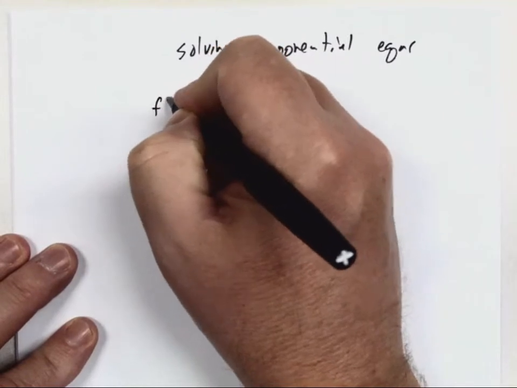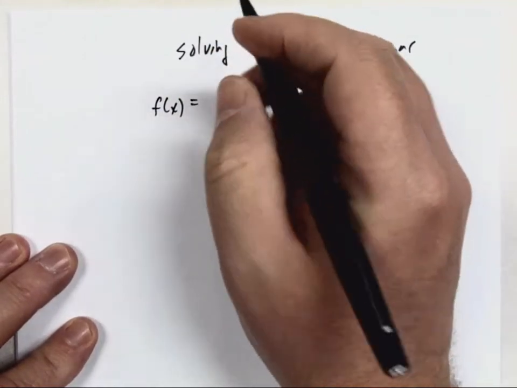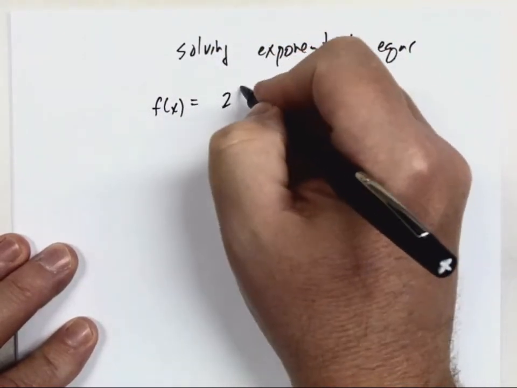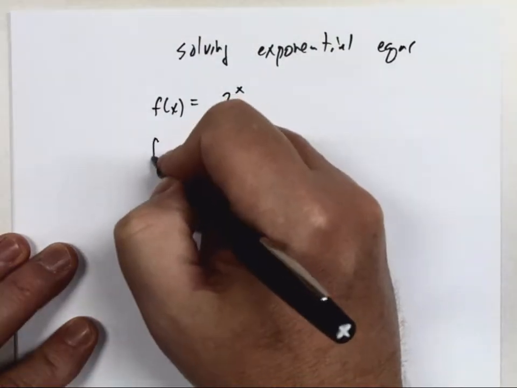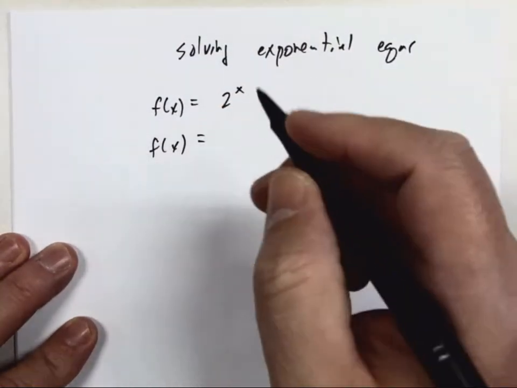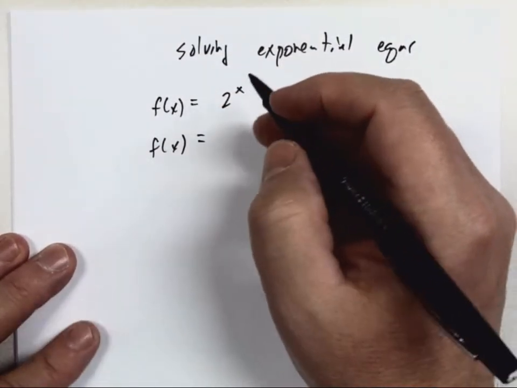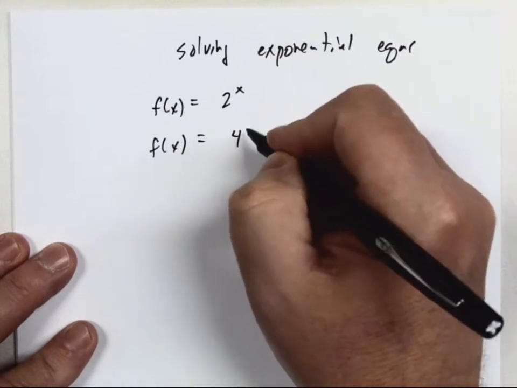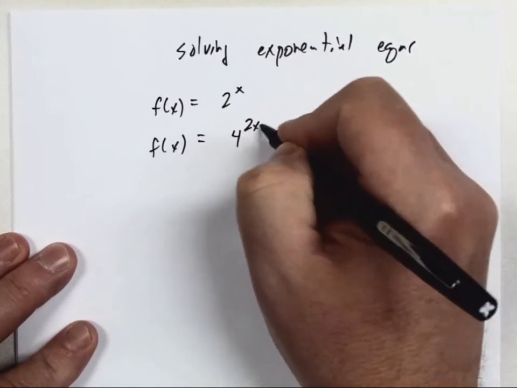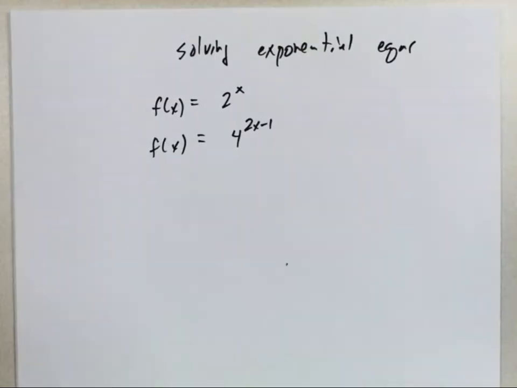I'll even write it in function notation just for fun. Some exponential functions. 2 to the x. You can have things like this, where your exponent is the expression 2x minus 1. As long as you have an x somewhere in the exponent, it is an exponential function.